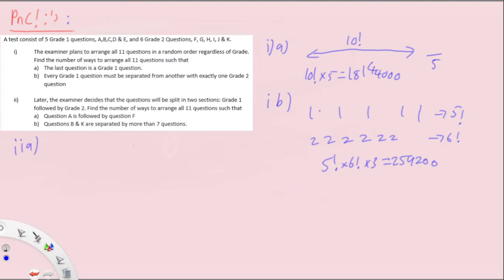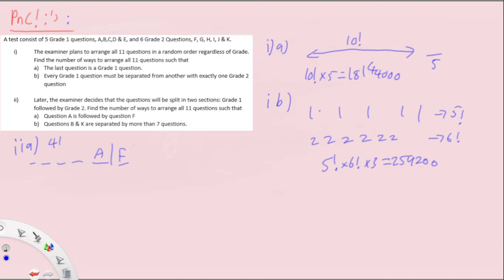Part 2. Now we are going to split into 2 different sections, grade 1 followed by grade 2. So grade 1 will happen first, grade 2 will happen next. Find the number of ways to arrange all 11 questions such that question A is followed by question F. Because question A is in grade 1 and question F is in grade 2, for question F to follow question A, question A must be the last question of grade 1, and question F must be the first question of grade 2.